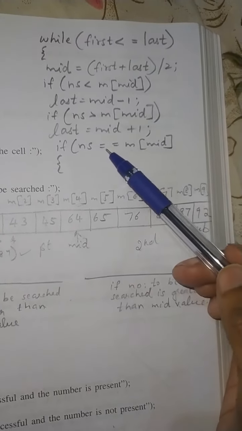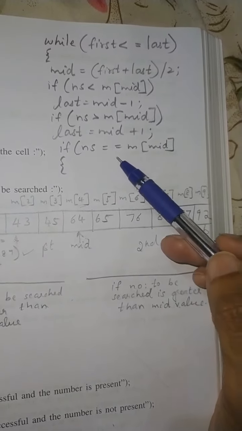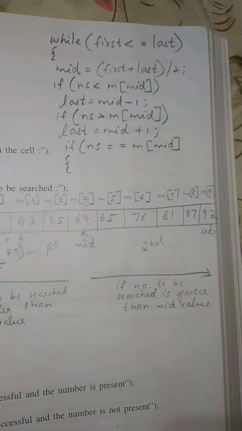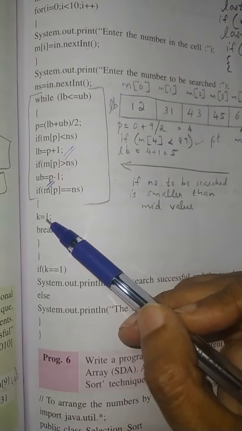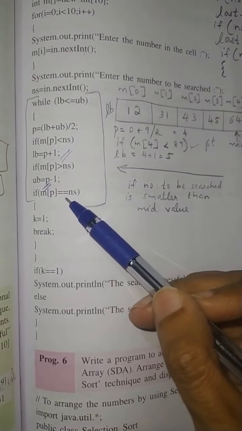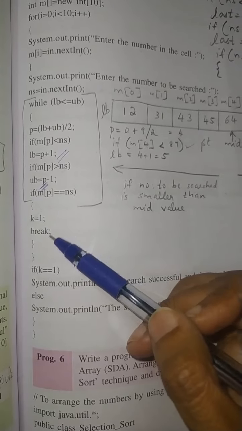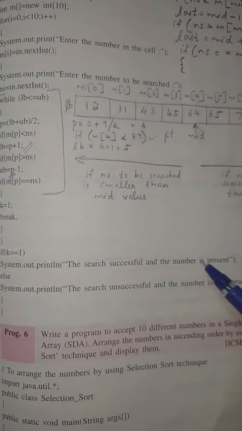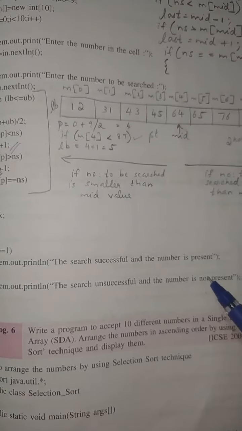Whenever the searching number and the mid value match, you can come out of the loop and set k as 1. That means you searched and found the value. So break that statement. If the k value is 1, you print search successful and the number is present. Else the search is unsuccessful, number is not present.